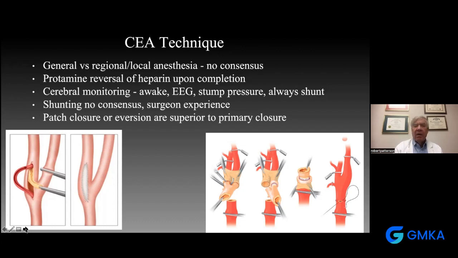There are rare instances where a primary closure is appropriate, but that tends to be not the acceptable standard today. And then eversion endarterectomy, which consists of transection at some different level, depending upon your approach to it, of the carotid artery and providing an eversion with a carefully tapered endpoint.